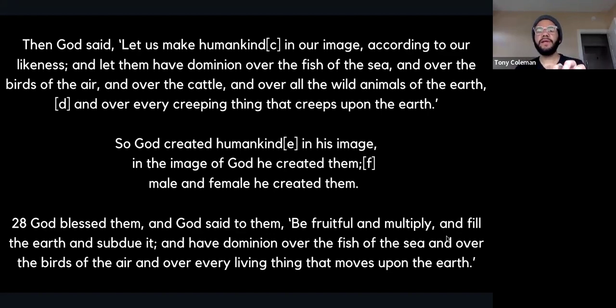I can say really quickly that those little letters you're seeing there, C and D and E, those are editorial notes about translation. In particular, where it says humankind, the word used there is the Hebrew word Adam, which is the word for man or person, or is also in some cases a proper name, which we will hear later on.